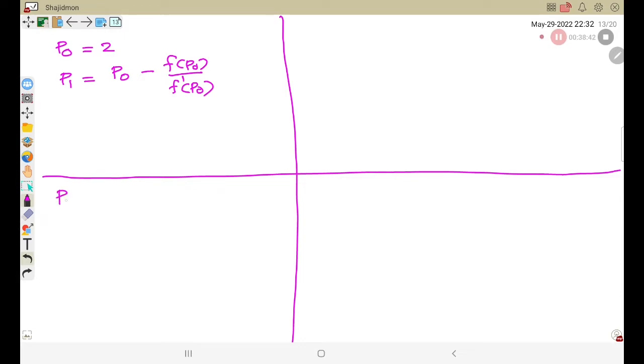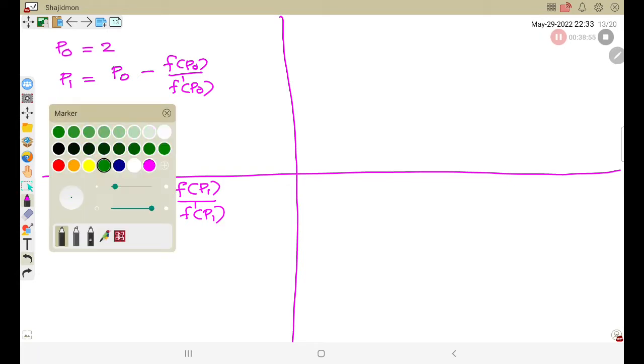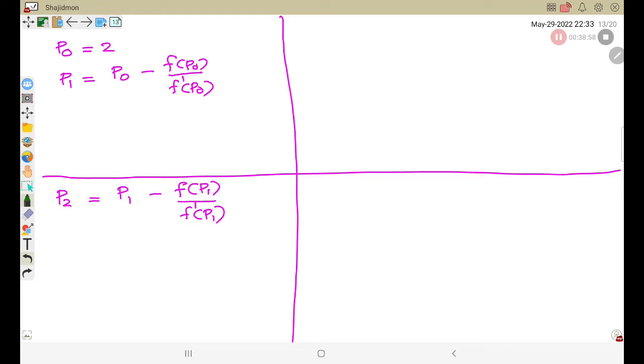After that, we need to calculate what is P2. P2 means P1 minus f of P1 divided by f dash value at P1, correct? So first we are calculating what is P1: P0 minus f of P0 divided by f dash of P0. As I told you, first we need to check what is f of P0 separately and f dash of P0 separately, correct? Same here also, f of P1 separately and f dash of P1 separately, okay?